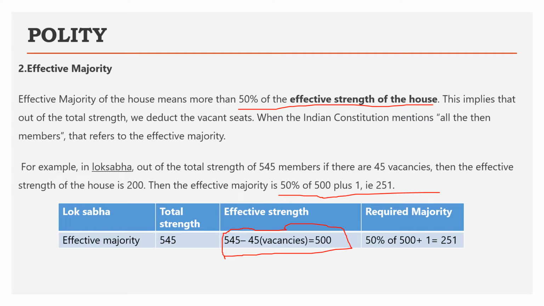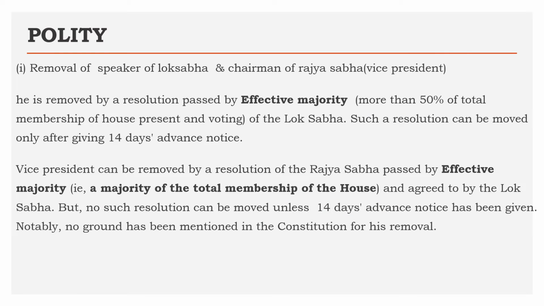For example, in Lok Sabha, if you have around 45 vacancies out of 545, we remove this 45 from the total strength, and the present effective strength is 500. In that 500, 50% of 500 plus 1 is the required majority you need for effective majority. In what cases is this effective majority used? It is used when you have to remove the Speaker of Lok Sabha, or the Chairman of Rajya Sabha. In these cases this effective majority is used.